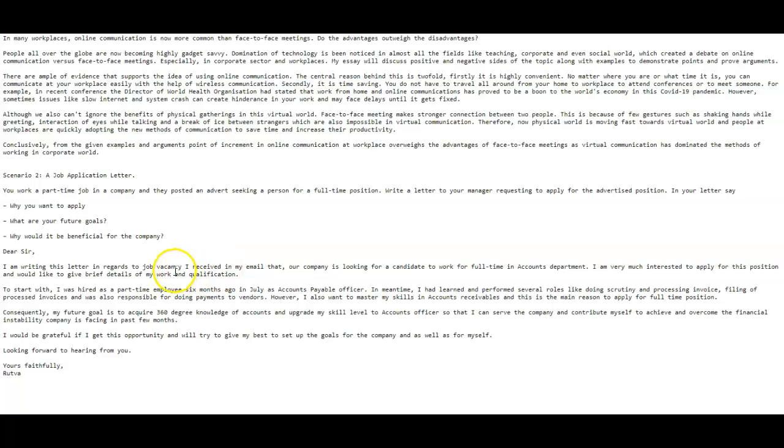All right, let me see it. That our company is looking for a candidate to work for full-time in accounts department. I'm very much interested to apply for this position and would like to give brief details of my work and qualification. All right, I want to fix this first sentence. It was really rather awkward. So let's look at it again.